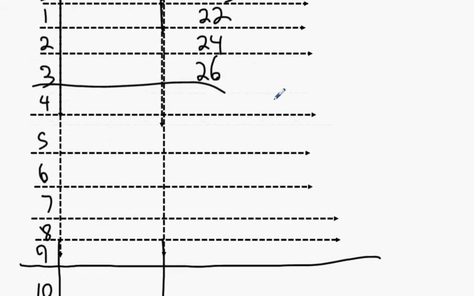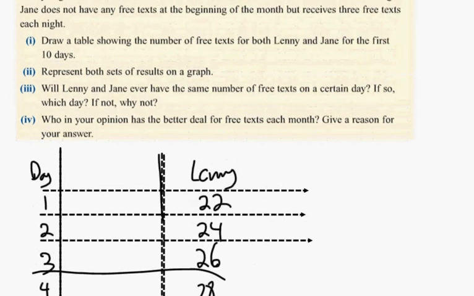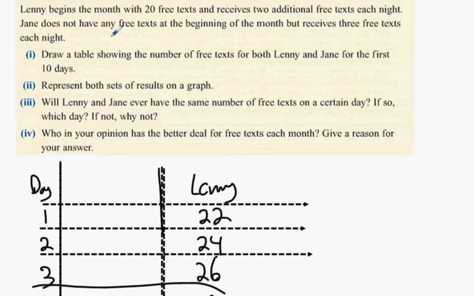Okay, so here's what we're going to do. This is going to go 28, 30, 32, 34, 36, 38 and 40. So on the night of day 10, you're going to have 40 texts. Is that okay? What about the other person? They start off at 0, with 3 free texts each night.